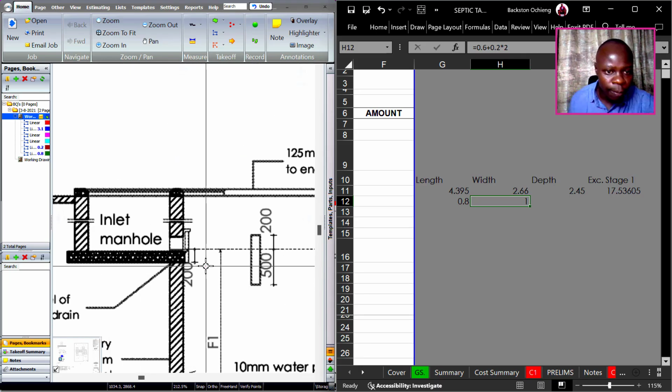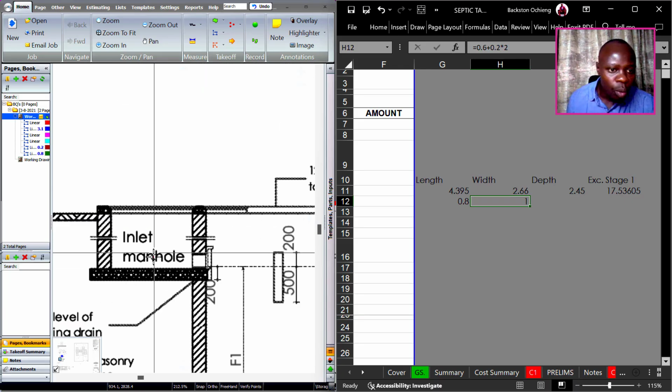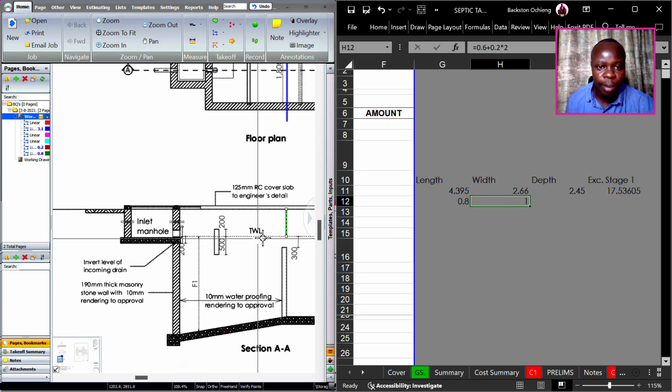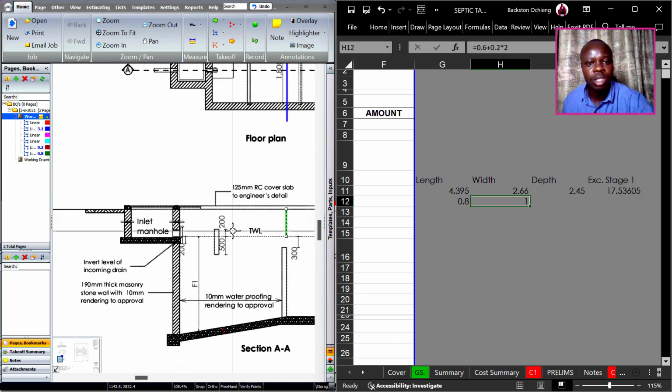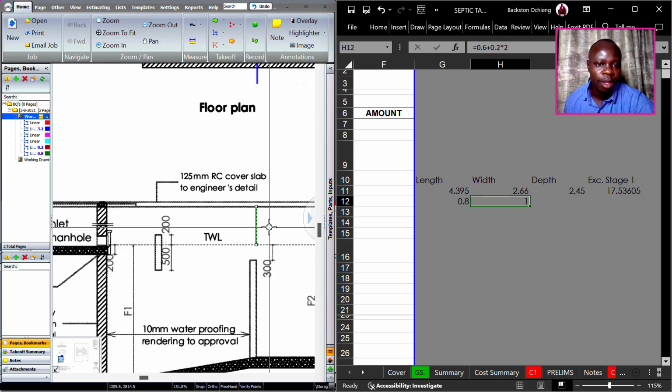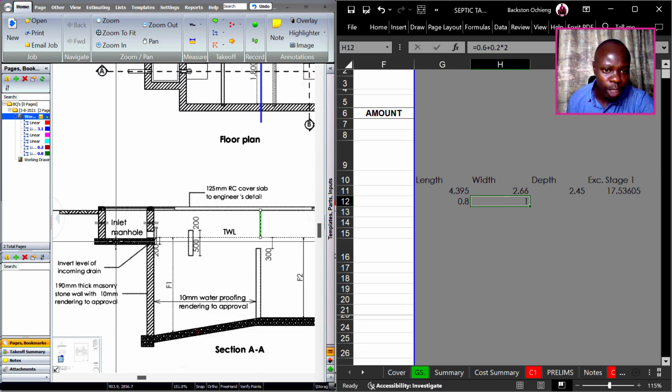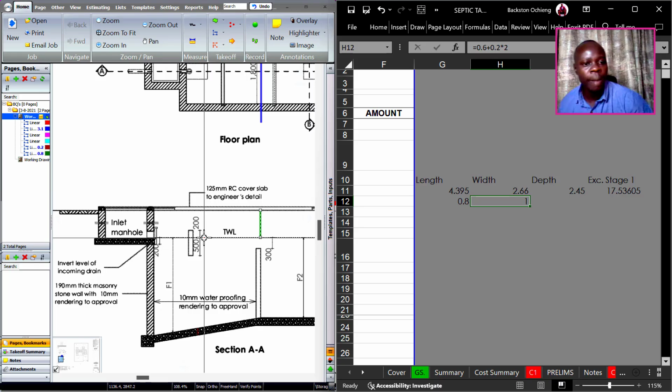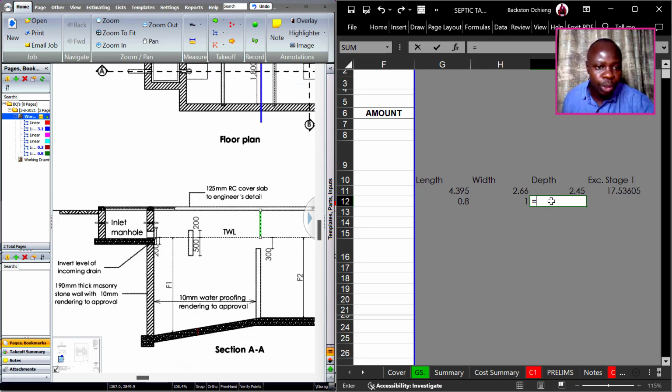So you can see, we'll measure from here to here. We had actually measured, and the measurement was 0.75. But we need to add the 200, because the 0.75 is up to the top of the base slab for the manhole. So here we do 0.75, then we add 0.2 for the base slab, we get 0.95.